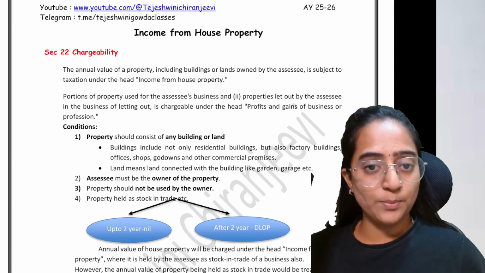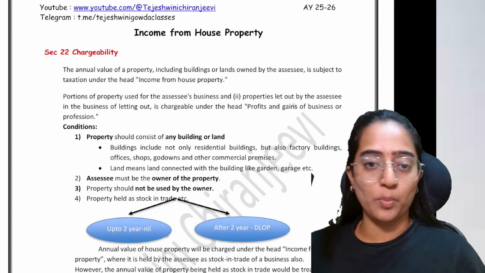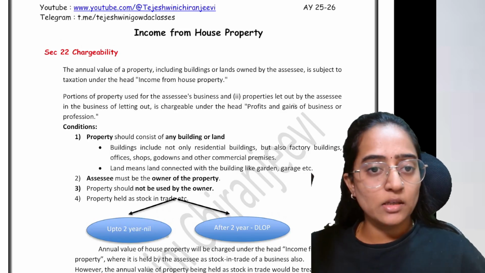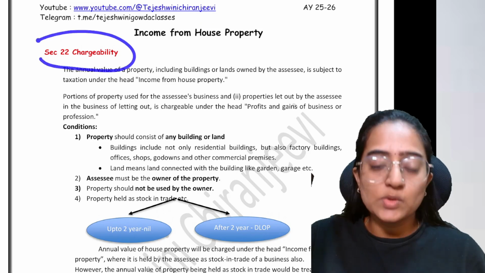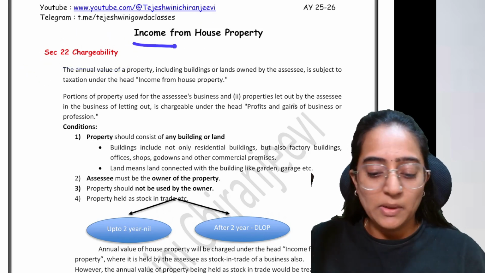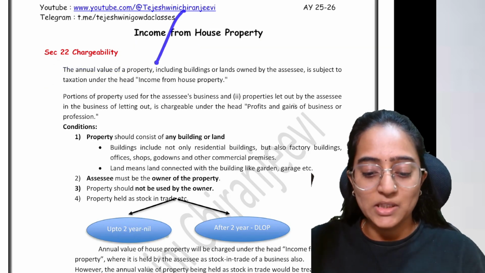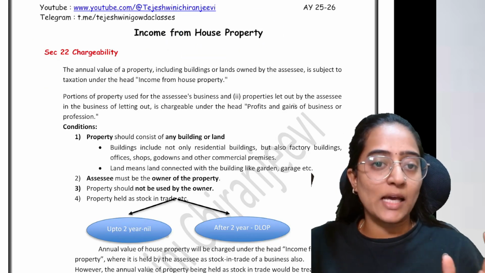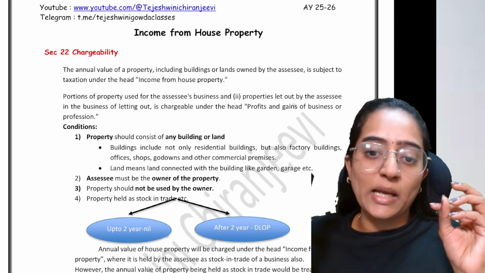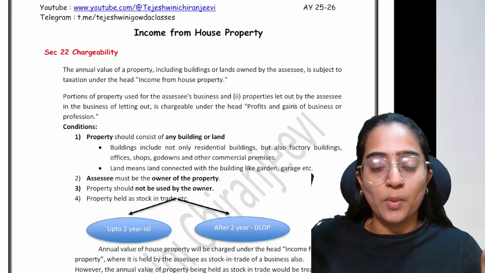In this concept of income from house property, we are going to make a very quick revision. Section 22 speaks about chargeability. First of all, what is meant by income from house property? Very simple. Whatever income, that is rent, which you receive from the house property would be considered as income from house property, and that income would be taxable under the head income from house property in your income tax.